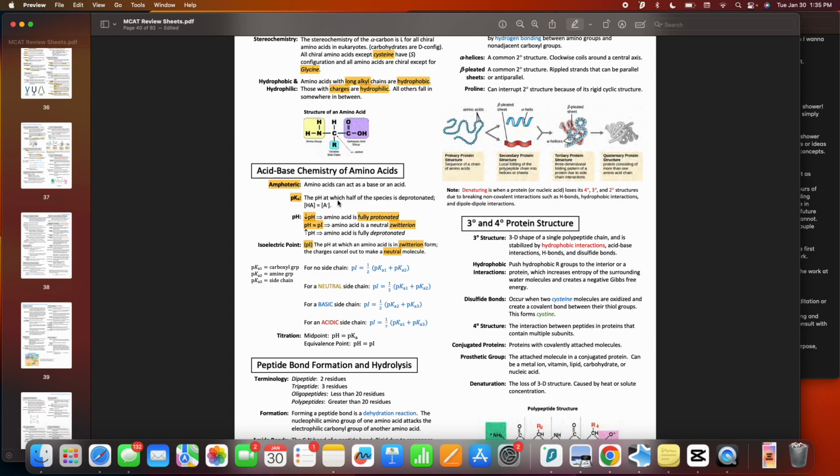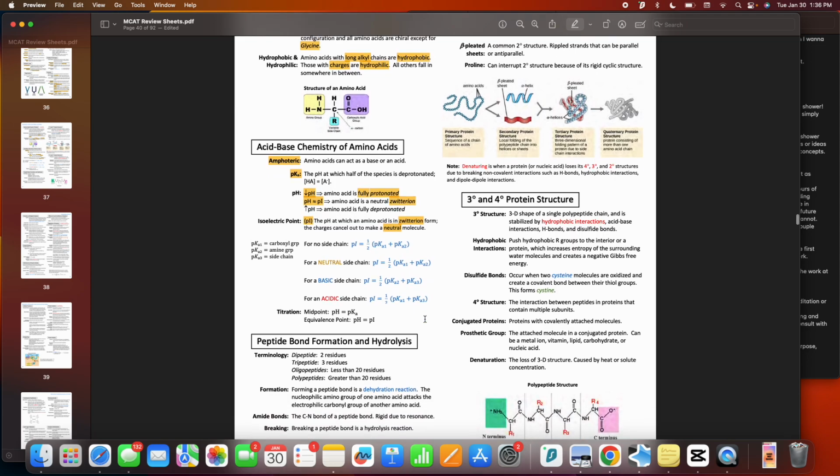So half of it is deprotonated. It's like in a balance of deprotonation, right? Now, again, the carboxylic acid group is pKa1, pKa2 here, and pKa3 is the side chain. So if the side chain is basic, it's pKa2 plus pKa3 divided by 2. And if it's an acidic side chain, it's pKa1 plus pKa3 divided by 2.